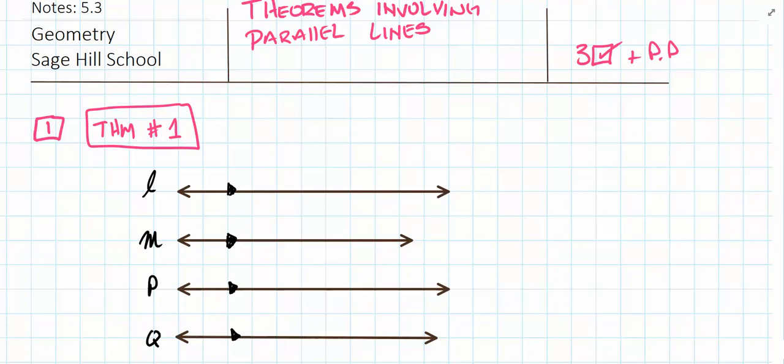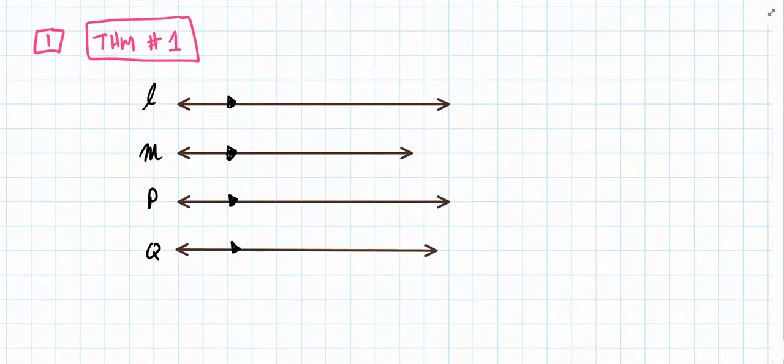Okay, so we're going to talk about theorems that involve parallel lines in section 5.3. The first part you've got to understand for this first theorem is that each of my 4 lines that you see are evenly spaced. Do they look evenly spaced to you guys? Yeah. So I'm going to write that down just to make sure that we all know that. Each of these are evenly spaced.